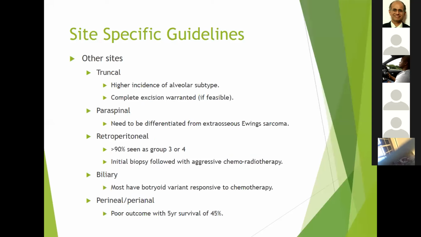So these are other sites that are also involved, that form part of the rhabdomyosarcoma. You can have them on your trunk, which is usually a high incidence of alveolar. But if you can do a complete excision, then like any other, you have to do a complete excision. Then you have your paraspinal, which on diagnosis you might want to differentiate from Ewing's sarcoma. And then you have your retroperitoneum, your biliary and your perineum.